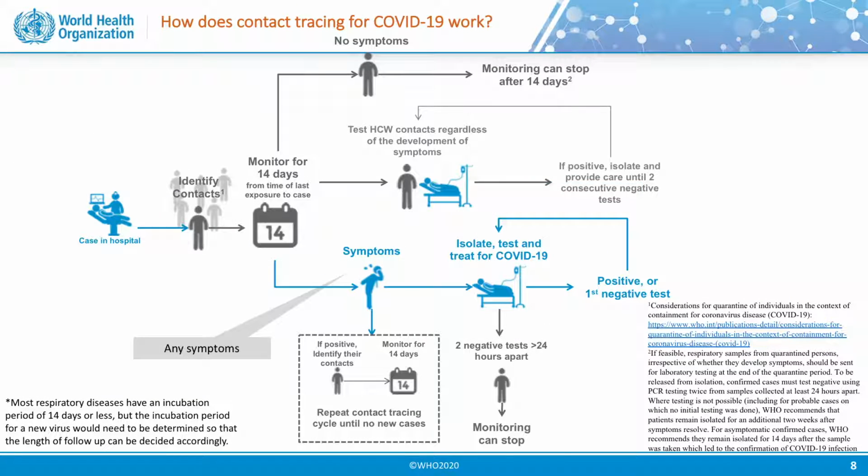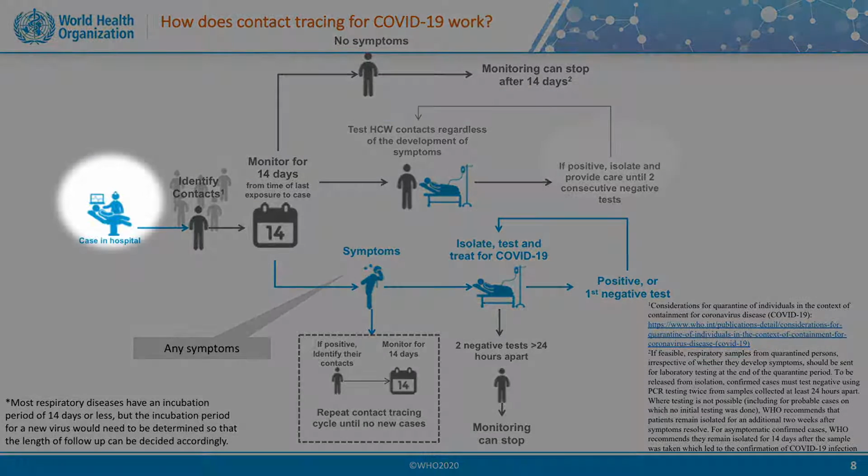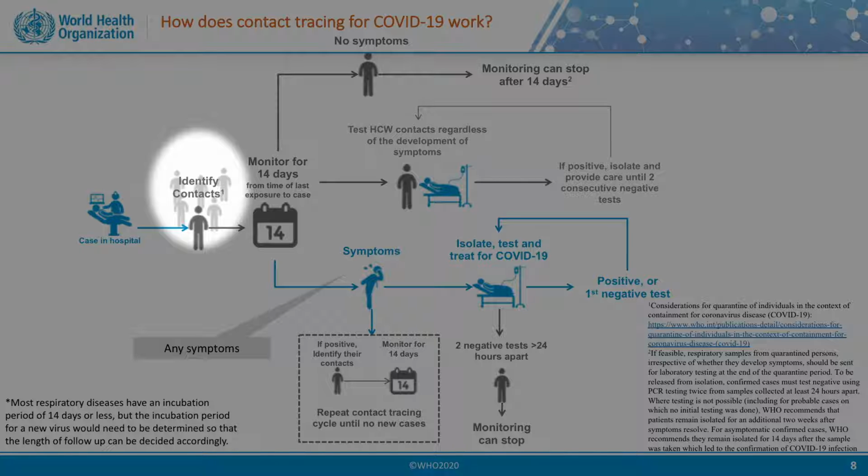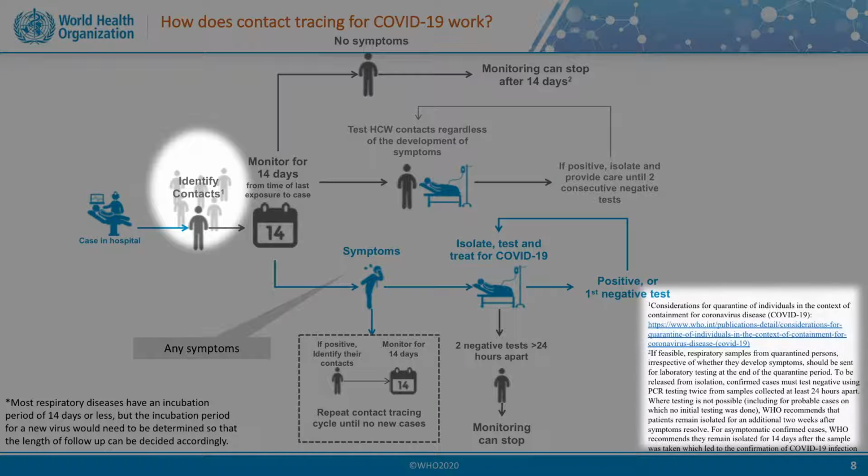Now let's work through an example of contact tracing for an emerging respiratory virus like COVID-19 when the case is identified in a healthcare facility. If the case is identified in a healthcare facility, it's important to identify all people who are in contact with that confirmed patient. Contacts can include family members, visitors, or healthcare workers who provided care for the confirmed case. WHO has made recommendations for the management of contacts. For more information, seek guidance in the link provided here.